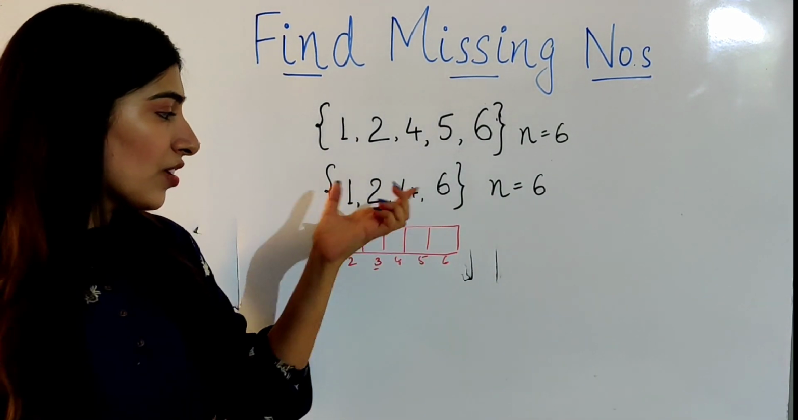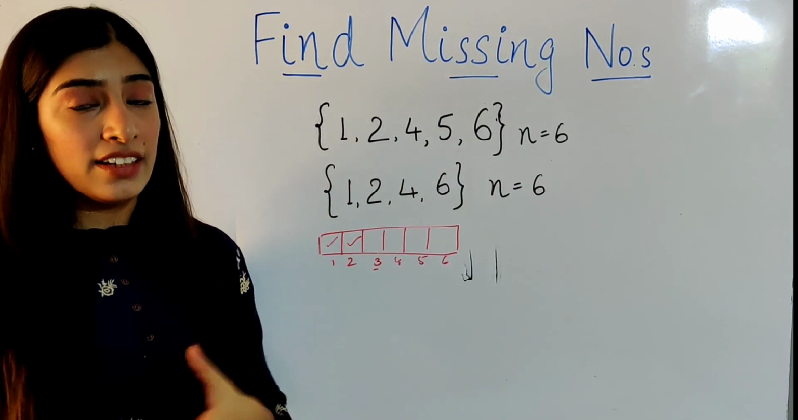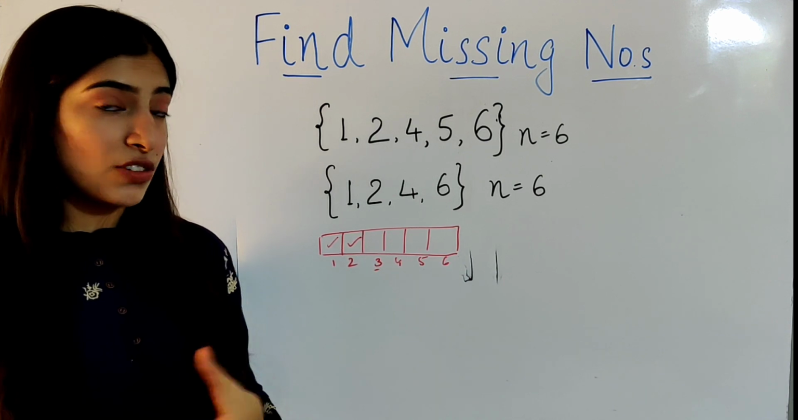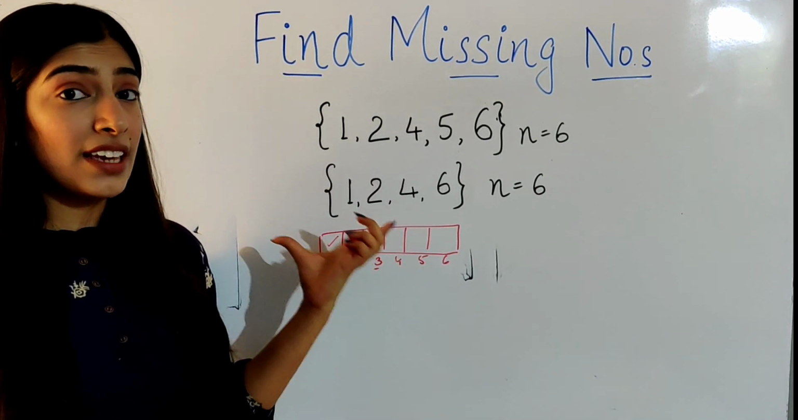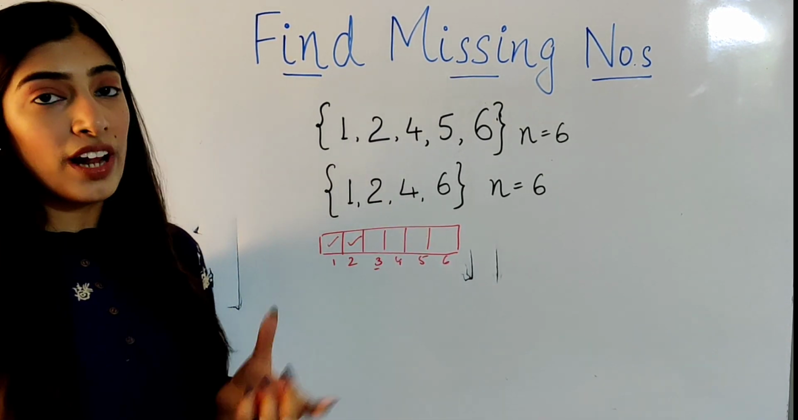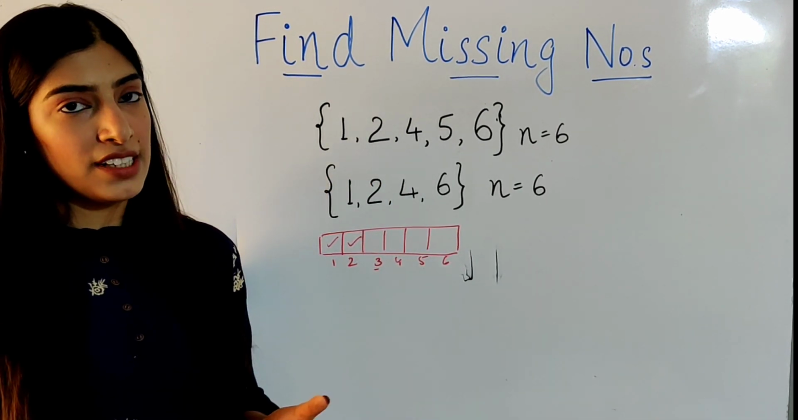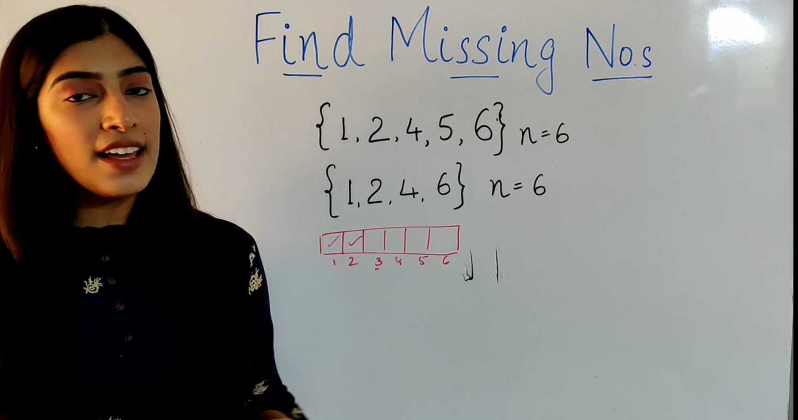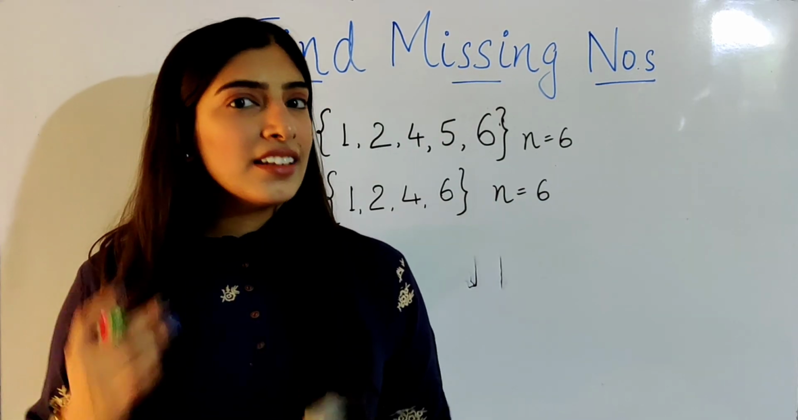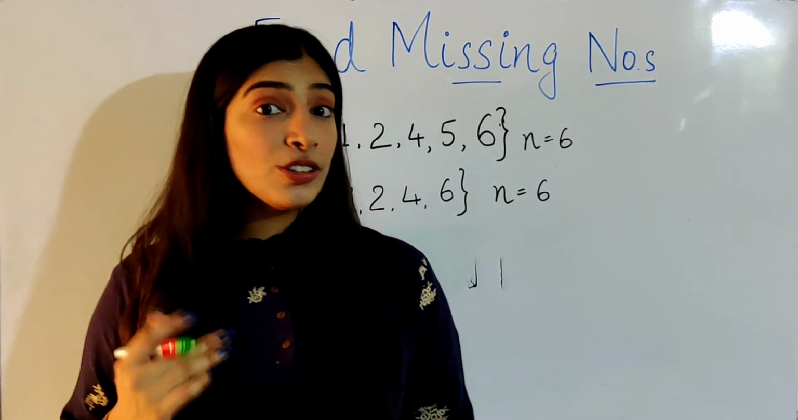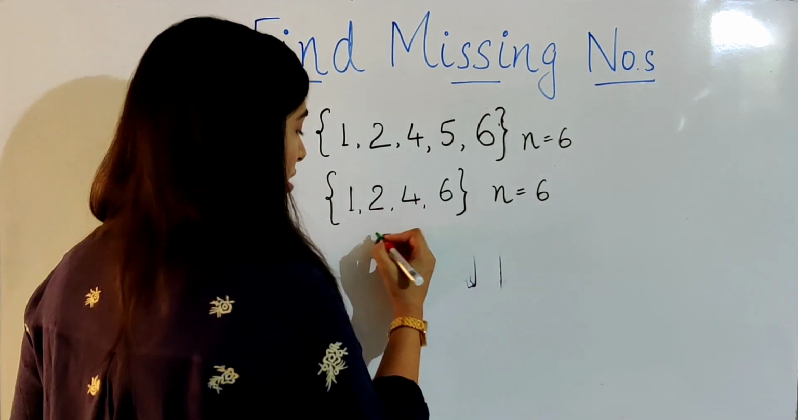But in this case, we will be using order of n time complexity as well as space complexity. We are going to be using extra space to store our array or hash map or vector. So this is not at all efficient. I am sure we can do better than this. Let's see how.